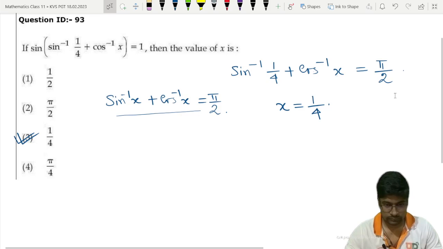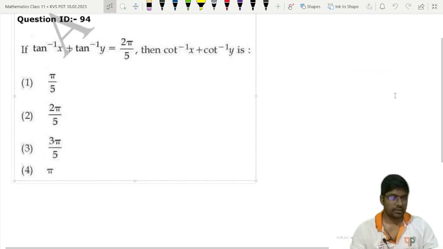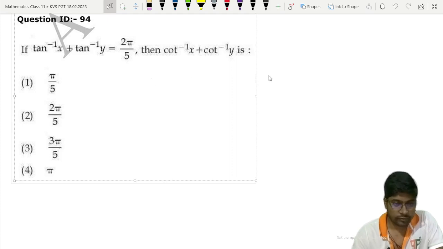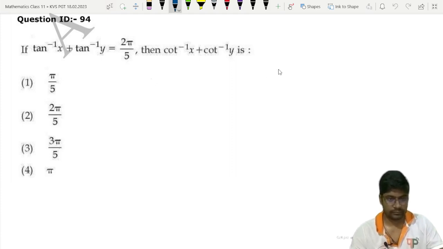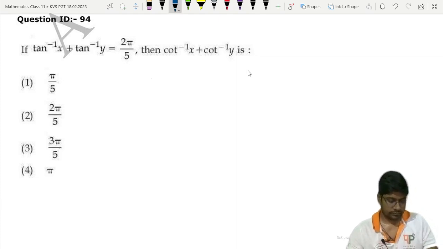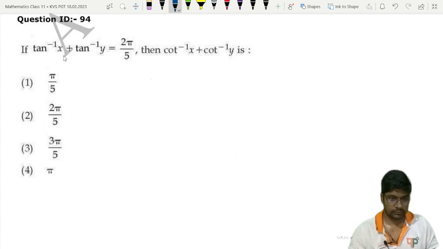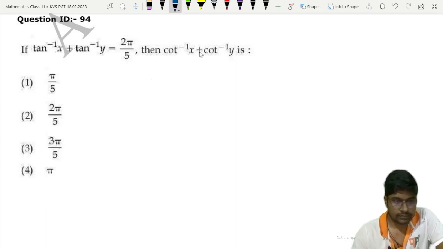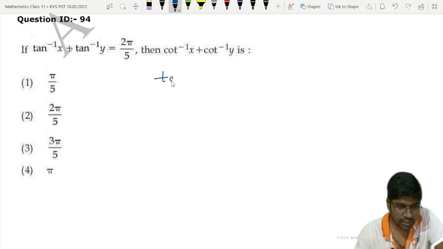So now let's move to the next question quickly. Question number 94. Question number 94 says, tan inverse x plus tan inverse y is equal to 2 pi by 5, then find cot inverse x plus cot inverse y. So one formula we know. First of all, I will write down that formula.